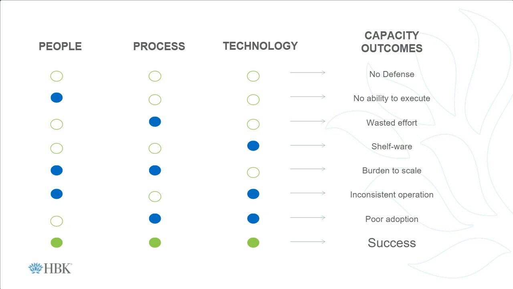If you only have the process, it's wasted effort. We've got all of this defined and we know exactly what we want to do, but we don't have buy-in from the people and we don't have the technology to facilitate that. Burden of scale, if you're short in technology, because you're not going to be able to pursue those goals. Inconsistent operation without the processes.